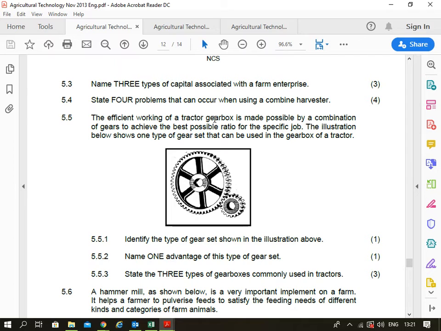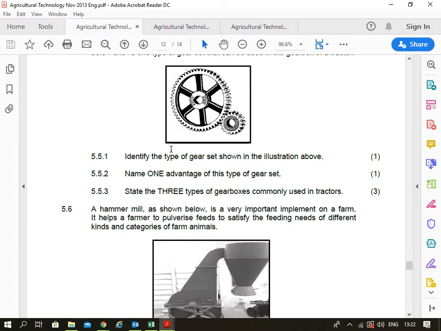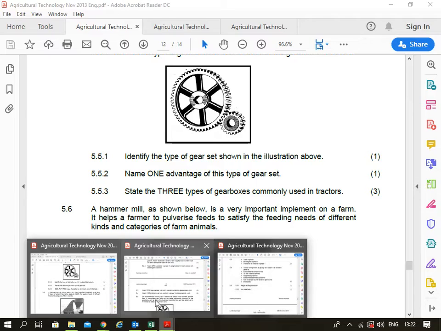The efficient working of a tractor gearbox is made possible by a combination of gears to achieve the best possible ratio for the specific job. The illustration below shows the type of gear set that can be used in the gearbox of a tractor. Identify the type of gear set shown in the illustration above.